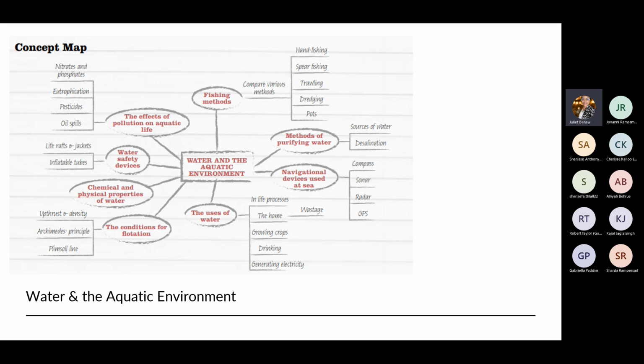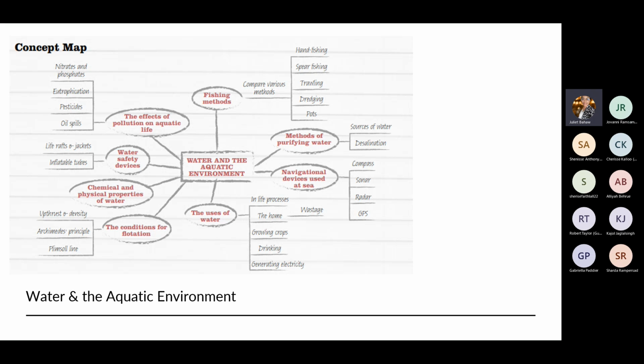Water safety devices are tools used to prevent drowning. So you have inflatable tubes, you have the life raft, jackets that will keep you floating. Chemical, well, you have to know the chemical and physical properties of water as well. I'll post up a table with those for you to take down.